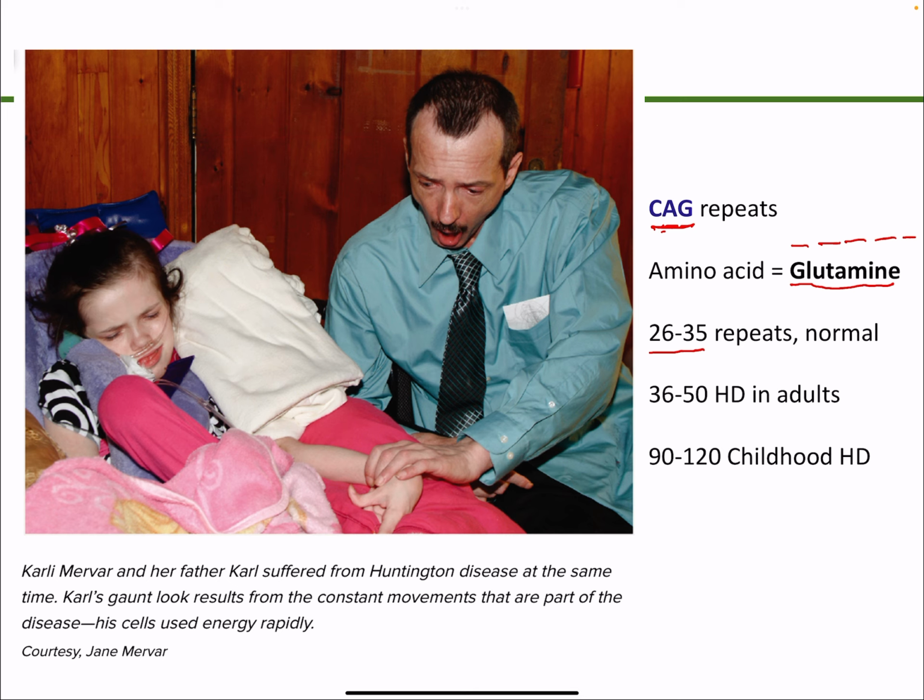However, in Huntington disease patients, the number of CAG repeats is above 35. Specifically, when a patient has a number of CAG repeats between 36 and 50, the onset of the disease, the Huntington disease, occurs in adulthood.